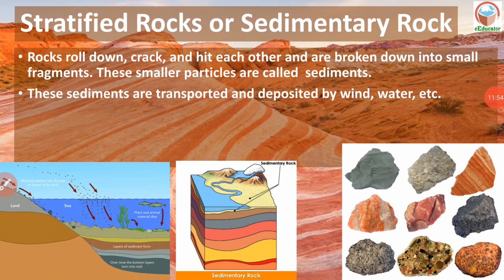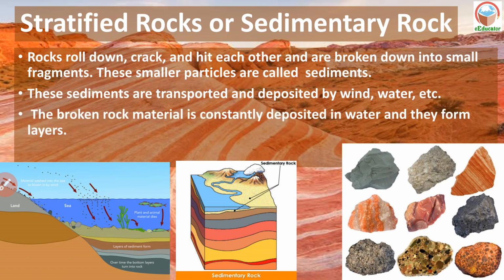Okay, so these sediments are transported and deposited by wind and water. So these are sediments. Which are the sediments? Sediments of rocks, the particles of a rock which are transported, which are carried by wind and water. So wind and water carry those small particles of rocks and deposit them somewhere else. So wind and waters are the means that carry the particles, those sediments, those fragments of rocks, and deposit them somewhere else.